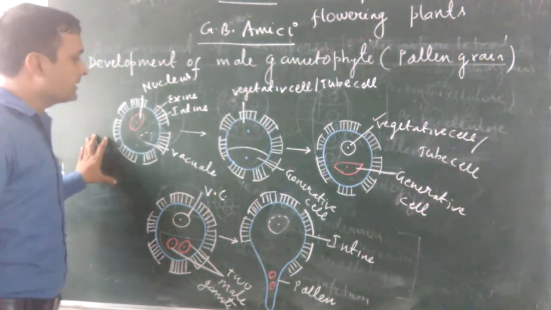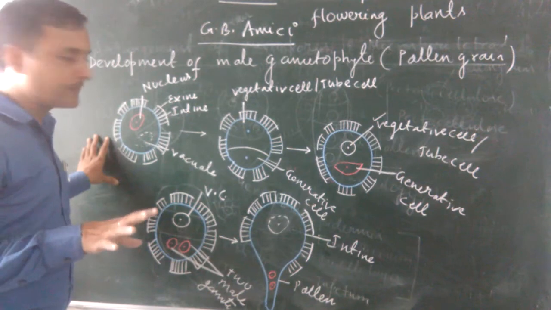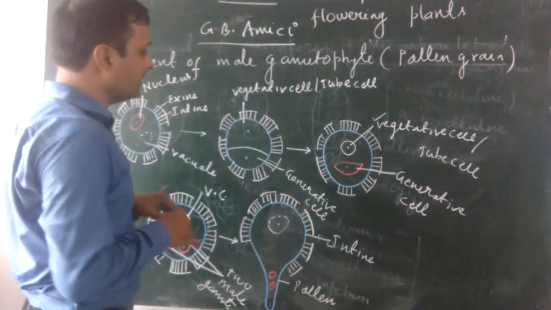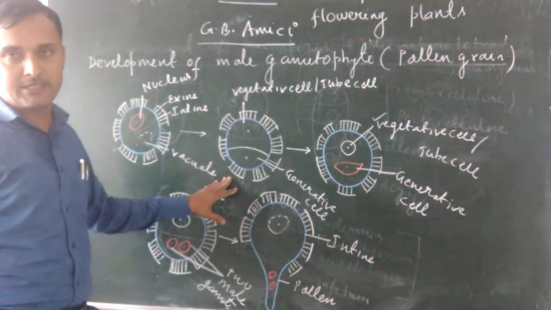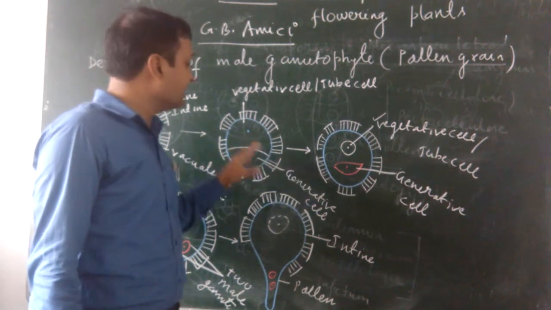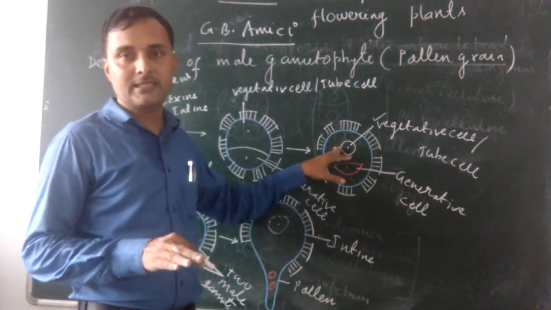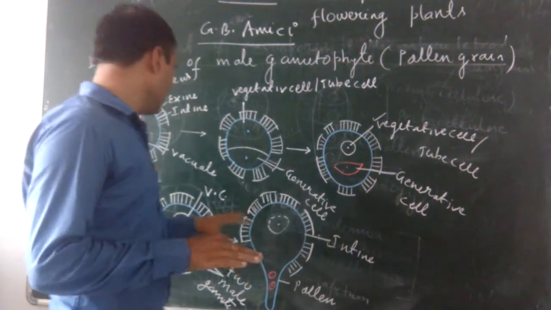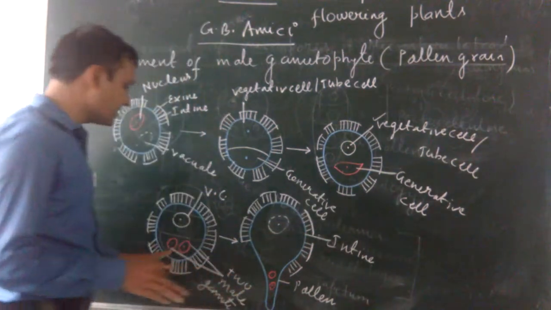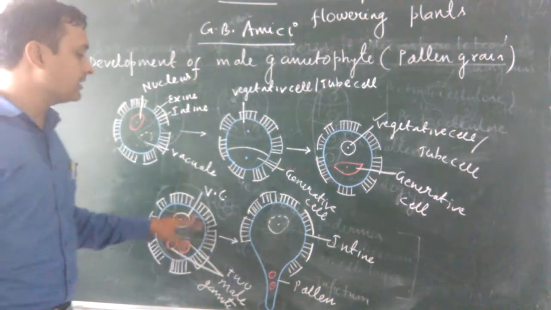Once again, try to recall. First of all, the cytoplasm of the mature pollen grain divides unequally. It forms two types of cells. The larger cell is known as the vegetative cell or tube cell. The smaller cell is known as the generative cell. Later on, the cell wall of the generative cell dissolves. It becomes spindle shaped. The vegetative cell remains as such. Finally, the generative cell divides and gives rise to the two male gametes. The vegetative cell remains as such.